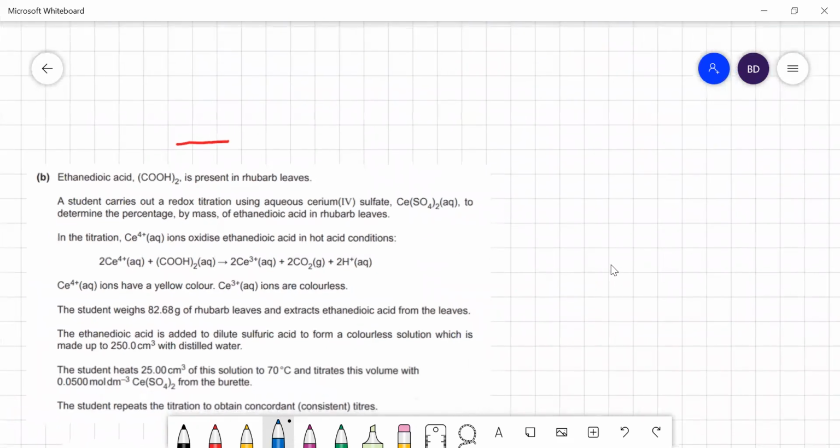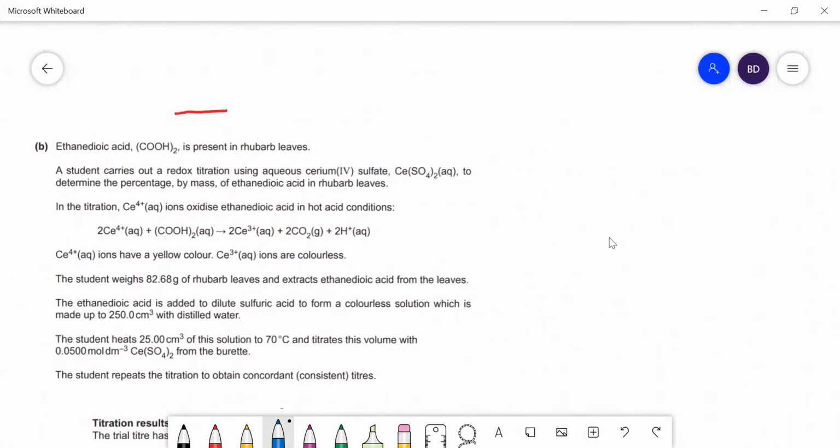All right, more about ethane dioic acid here, and they've represented the formula like that. Okay, it's present in rhubarb leaves, and this is a titration. Right, so the student uses cerium 4 sulfate to determine the mass of ethane dioic acid in rhubarb leaves. So this is the reaction. Cerium 4 plus will oxidize the ethane dioic acid to carbon dioxide, and that will be reduced in the process to the 3 plus ion.